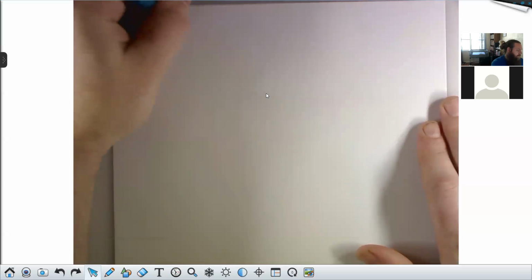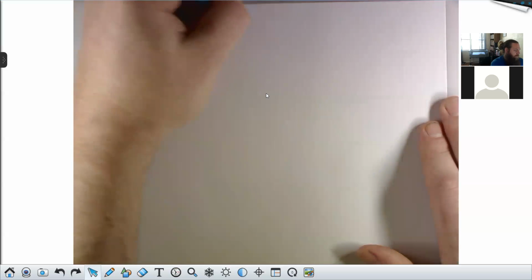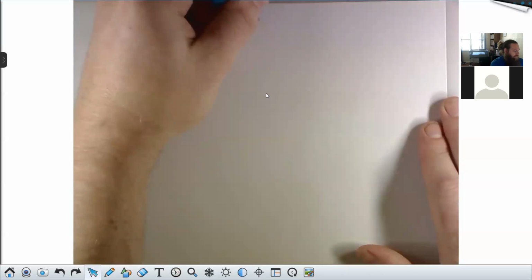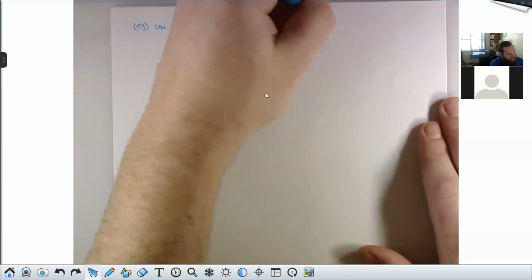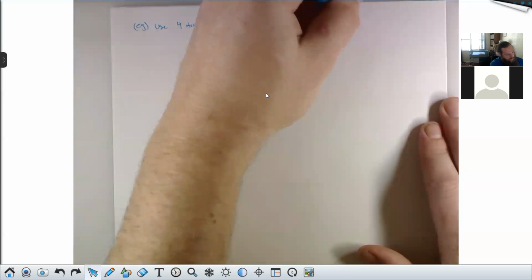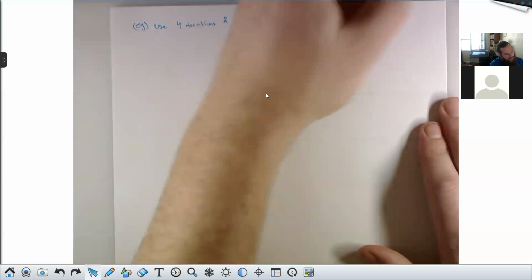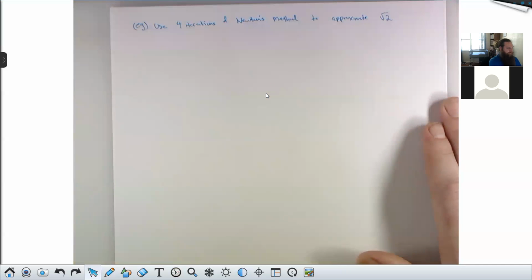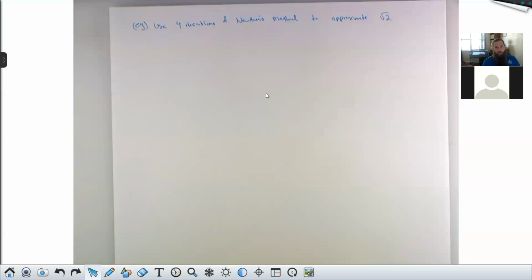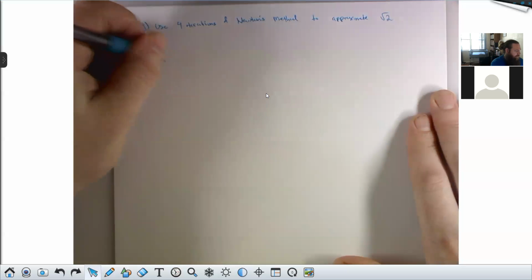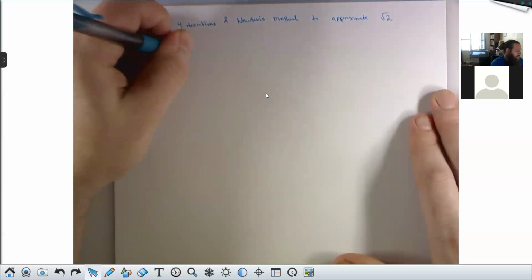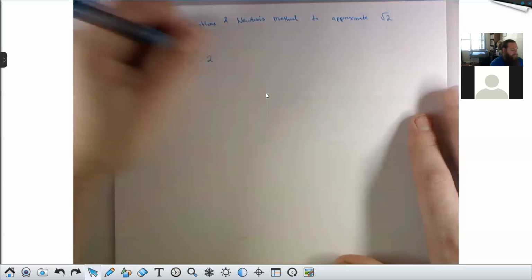Use 4 iterations of Newton's method to approximate the square root of 2. I get to choose the function I want. There's lots of functions that have the square root of 2 as an x-intercept, but kind of the dumb one, the obvious one, not dumb one, the obvious one is f of x equals x squared minus 2.